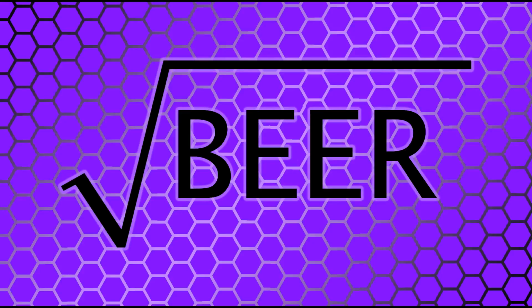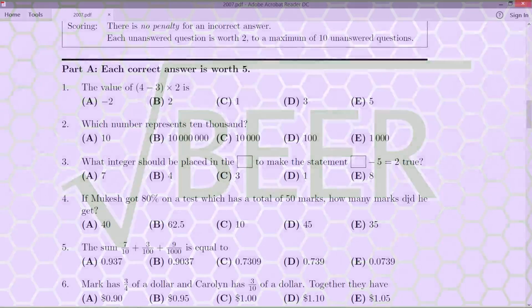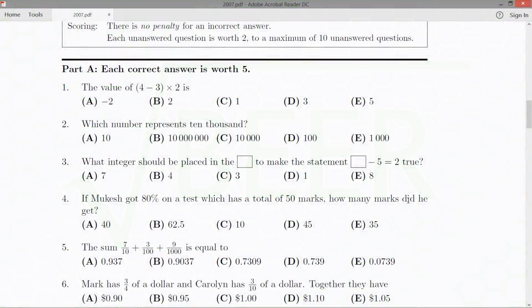We're continuing our look at the 2007 grade 7 level Gauss paper, and we're on question 2. Which number represents 10,000? We have 5 different options here. If I start reading these out it's going to be quite obvious: 10, 10 million, 10,000, so the answer is C, 100, and 1,000.